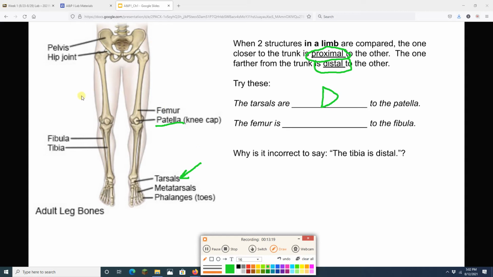Now, let's do another one. The femur, here's a femur right here. The femur is blank to the fibula. All right, what do you got? Well, the femur is the closer of the two to the trunk, so it is proximal to the fibula. All right, good stuff. Again, we would never just say a sentence like this, the tibia is distal, period. Because you always got to be distal or proximal to something else. Okay, amazing. Let's keep going.